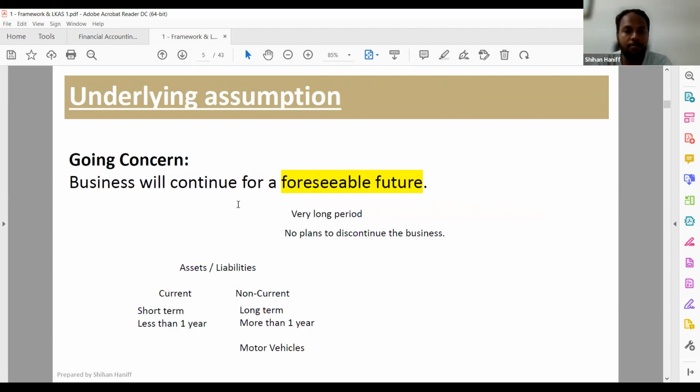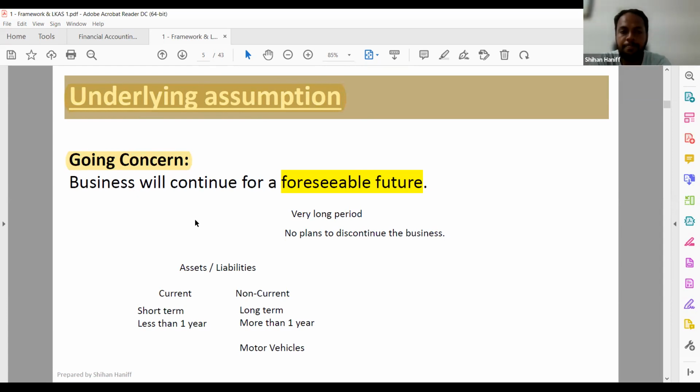Right. So this is also another common question which normally check in the exam. What is the underlying assumption in accounting? Underlying assumption in accounting is going concern. Remember, underlying assumption in accounting is going concern.